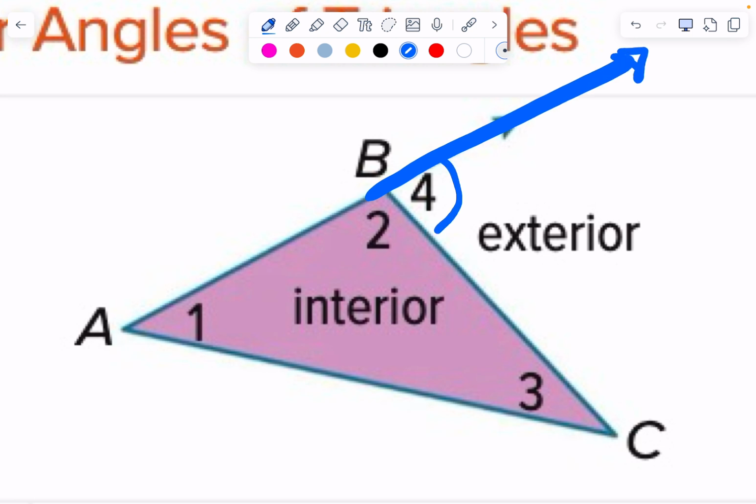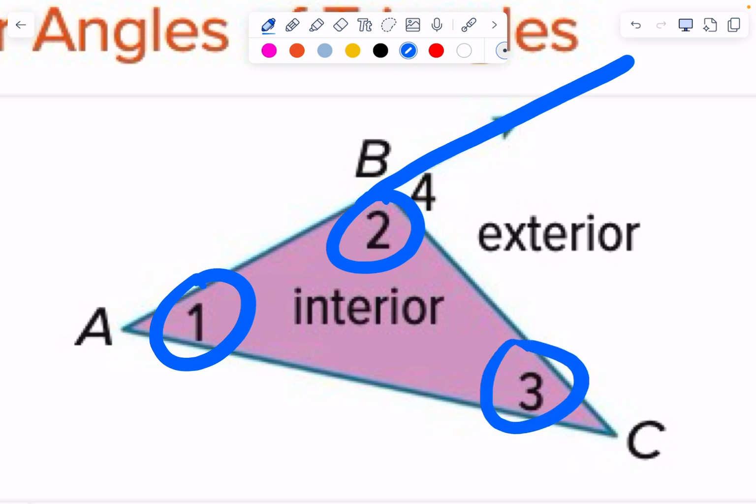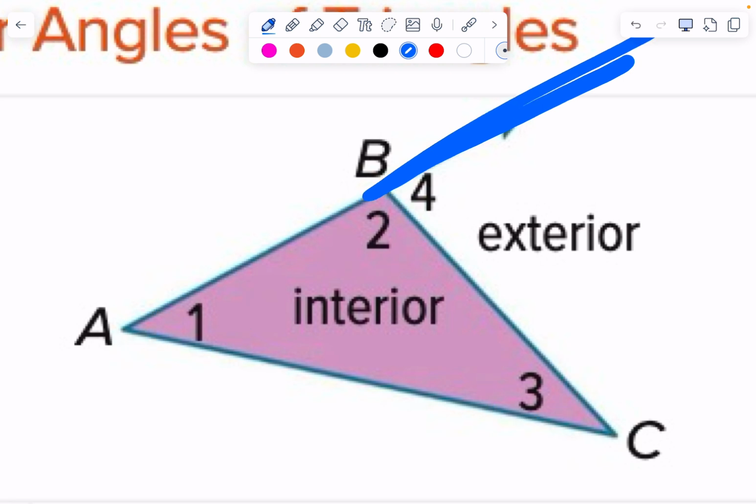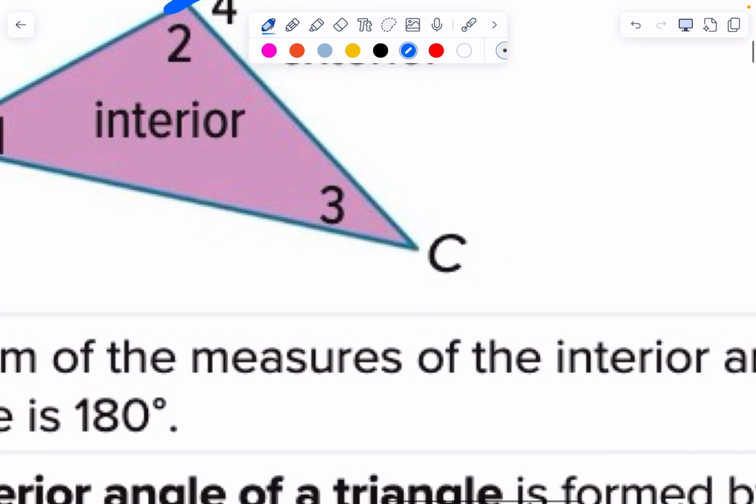It's making angle 4 and angle 2 for one thing. Angle 4 and angle 2 have to add up to be 180 because this is a straight line. But we have interior angles of a triangle, and then we have an exterior angle, right? There are 3 interior angles. Because we only have one side that's jetting off, I only have one exterior angle, right? Okay? I could have multiple exterior angles.